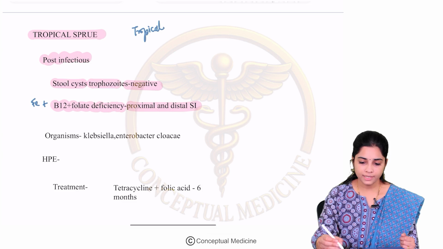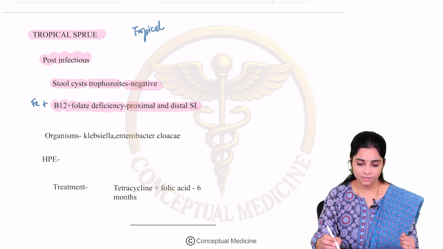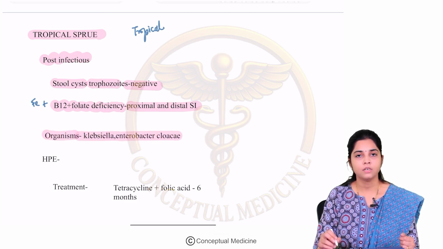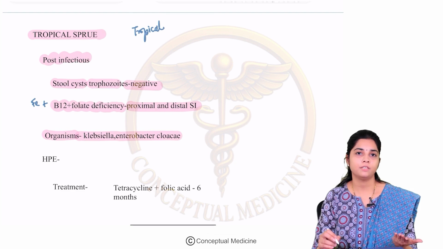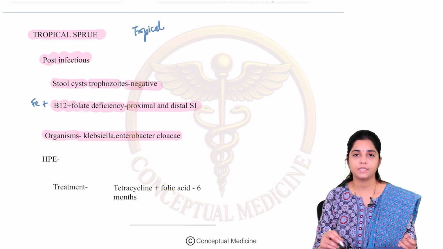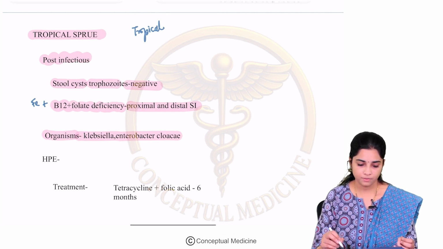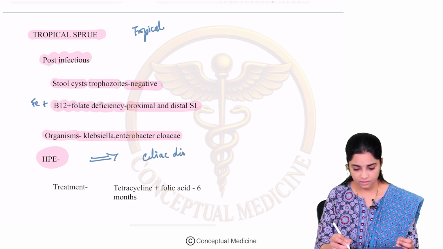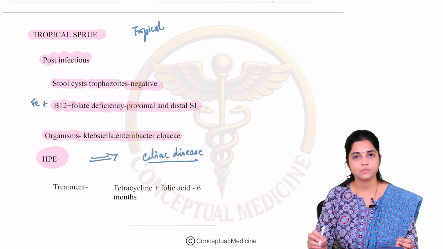Okay. So which organisms have been implicated in the development of this? So in tropical areas, organisms such as Klebsiella, Enterobacter cloacae, these organisms which have infected the individual caused diarrhea for some time, and post-infectious process, it can result in a tropical sprue. So histopathologically, it is almost the same as your celiac disease. This is almost the same or similar to your celiac disease.